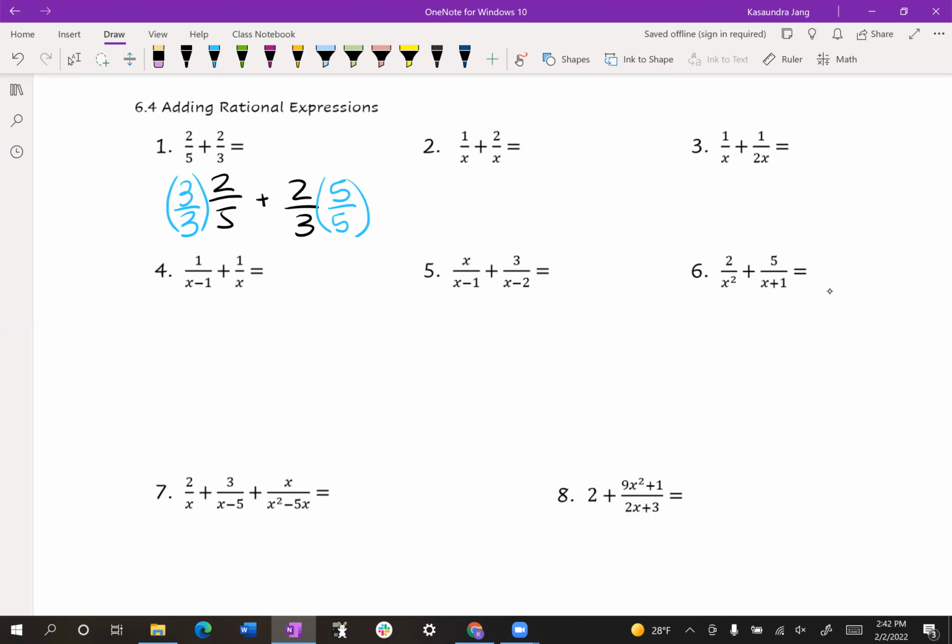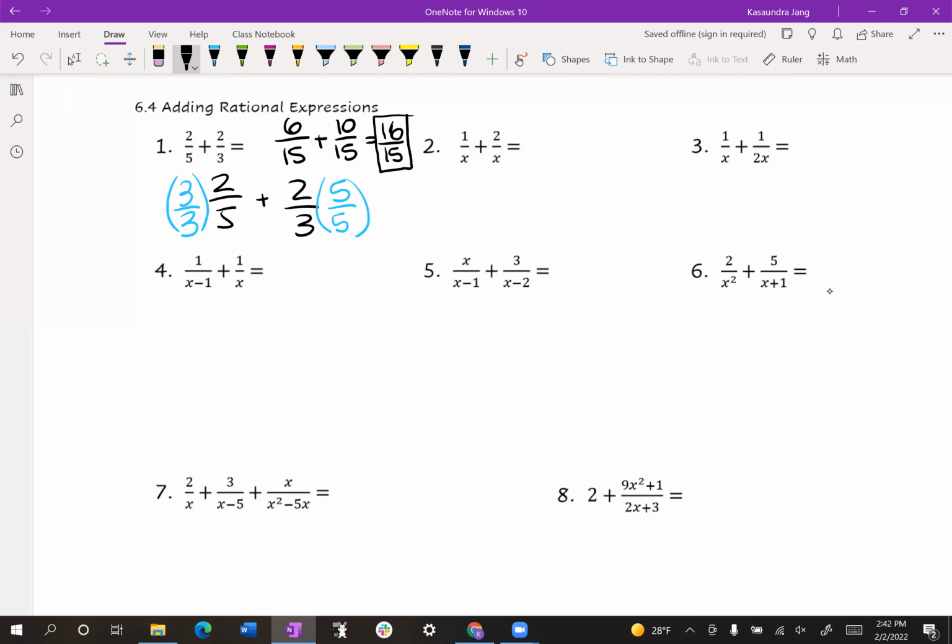So those will turn into, multiplying straight across, 3 times 2, so 6/15, plus my 2 times 5, so 10/15. And when I add or subtract, that common denominator will come along for the ride. We are just going to add the numerators. So I'm just going to add a 6 plus 10 for 16. If I could reduce the fraction, I would, but that's as good as it's going to get.